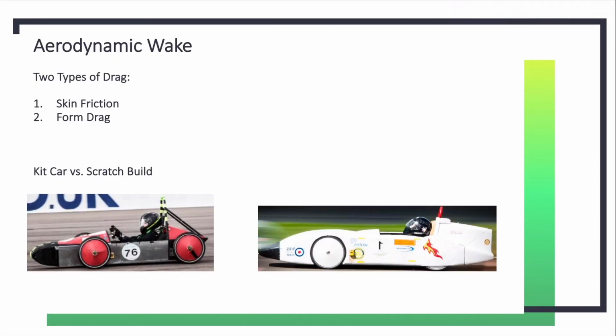So let's have a little bit of a think of what we think the wake would be of a kit car versus a scratch build. So wakes occur from separation. So if we have a look at this kit car, we're likely to have flow going like this over the top, separating off, maybe some reattachment over the helmet, and separating again about here. I'll discuss helmets in a little bit more detail in a second.